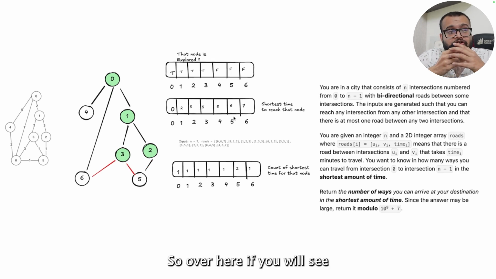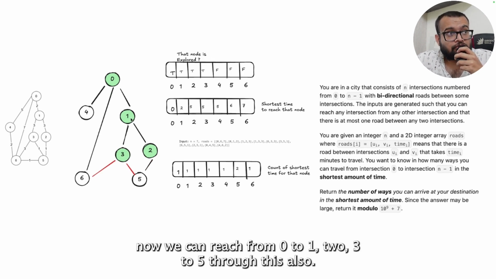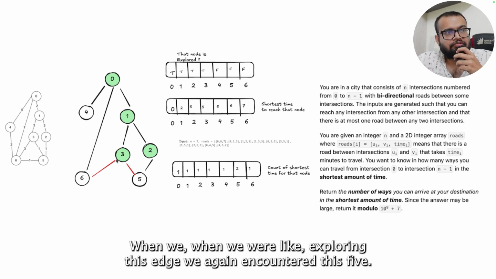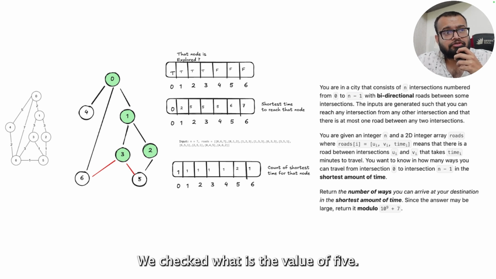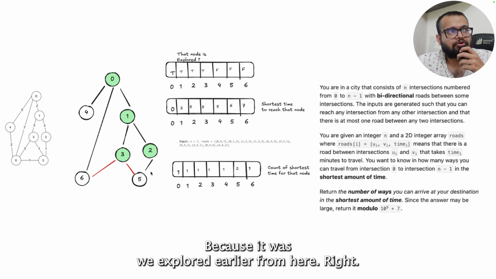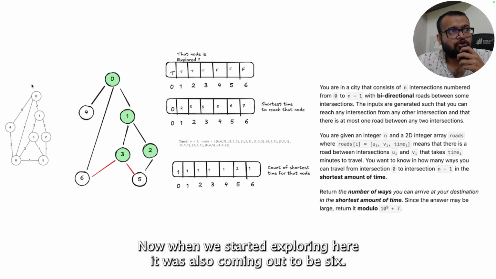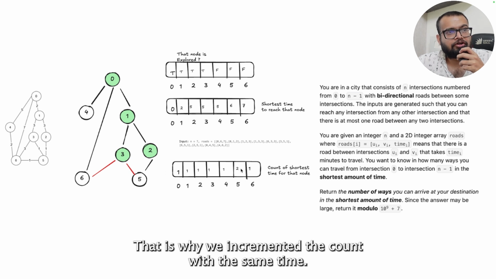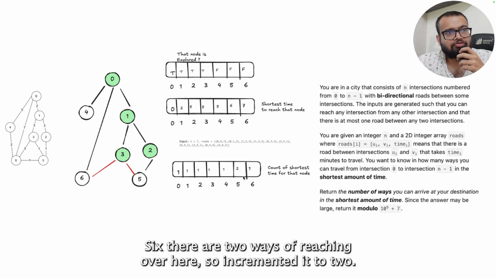Now again let's see. Over here, we can reach from 0 to 1 to 3 to 5 through this also, right? So that's why we incremented this 5. When we were exploring this edge, we again encountered this 5. We checked what's the value of 5. The value of 5 was 6, because we explored earlier from here, 2 plus 3 plus 4. Now when we started exploring here, it was also coming out to be 6. That means there are two ways of reaching over here, 6, that's why we incremented the count. With the same time 6, there are two ways of reaching over here, so we incremented it to 2.